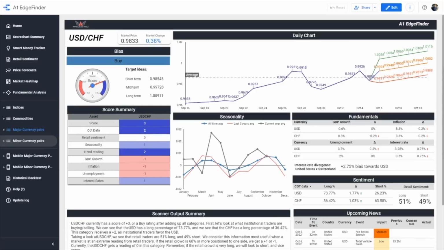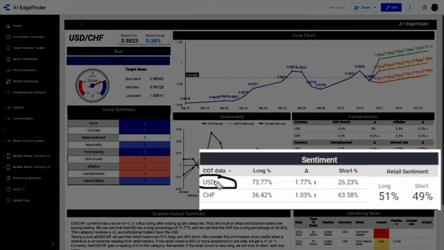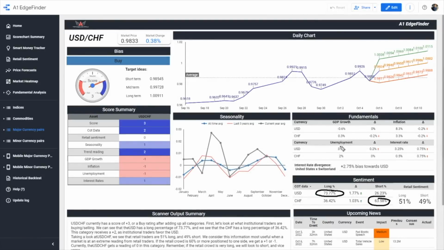What I really liked about this is from an institutional perspective, if we look at the dollar and the Swiss franc in terms of the futures market, the CFTC puts out a weekly COT, or Commitment of Traders, report that gives us an inside look at what those big players are buying and selling. When we look at the dollar, you can see that they are very net long, and on the Swiss franc, they are very net short. So that by itself adds a little confirmation.